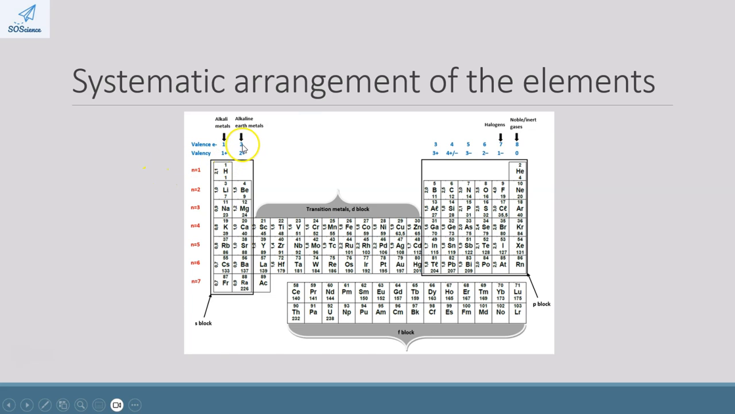Now, when it comes to the valency, well, the valency is what we use for ionic bonds. So we know the valency of all the S block and P block elements, again, based on their position on the periodic table.